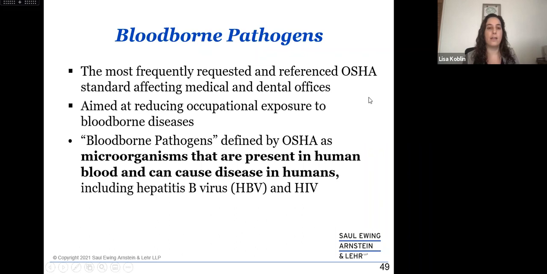So this is the bloodborne pathogens topic. As I said, it is the most frequently requested and referenced standard impacting medical offices throughout the US. Bloodborne pathogens, as defined by OSHA, are microorganisms that are present in human blood and can cause disease in humans, including hepatitis B and HIV. So obviously, to the extent that any office has bloodborne pathogens as a result of tests or procedures that are done, we have to handle that content and material with extreme caution. Next slide.